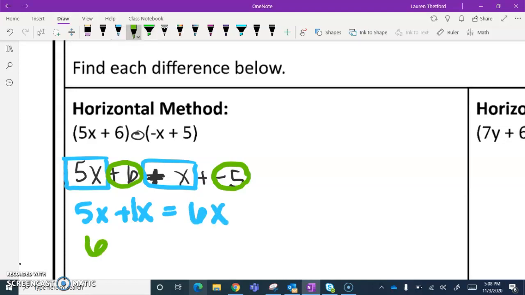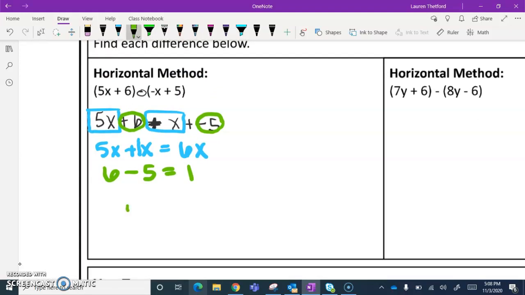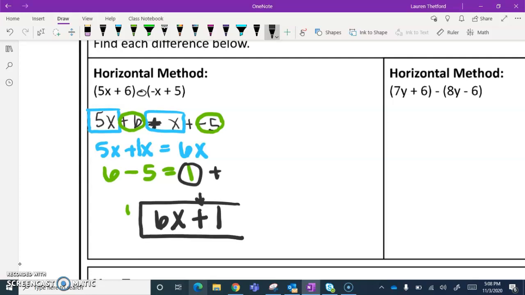Then we have 6 plus a negative 5, or you could have written it as just minus 5, because this is also a subtraction sign. So 6 minus 5 is 1. Now we have a final answer of 6x plus 1. We know that this is a plus because this 1 is positive. So our answer is 6x plus 1.